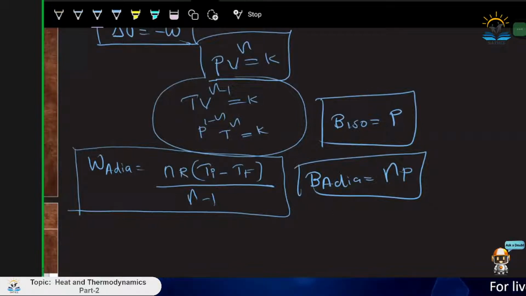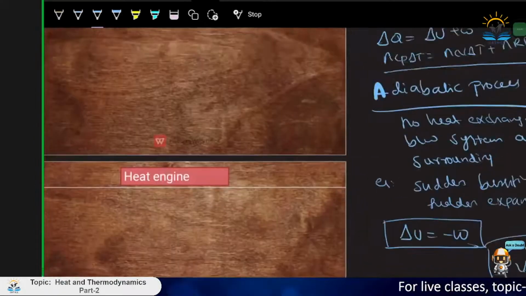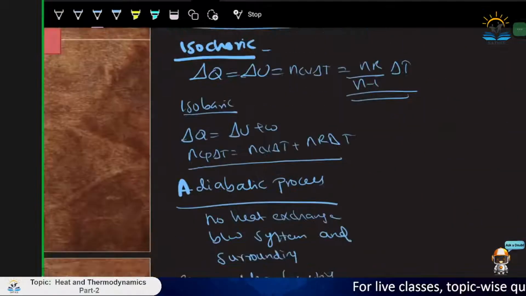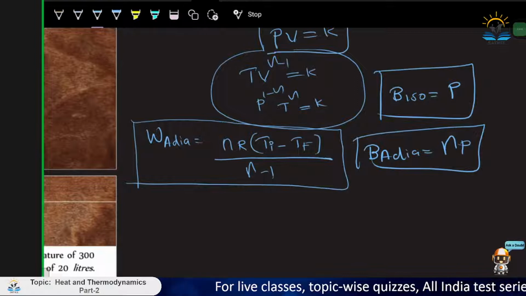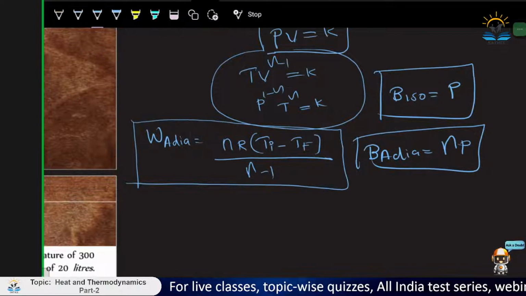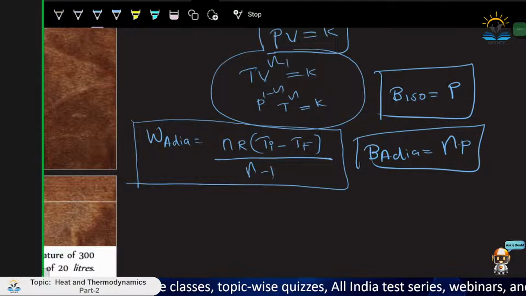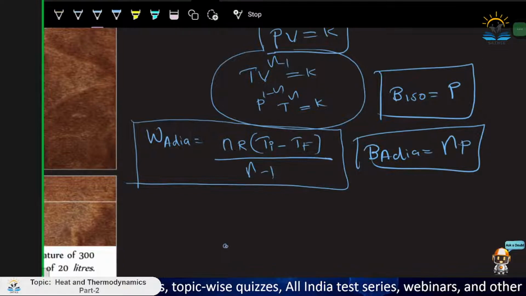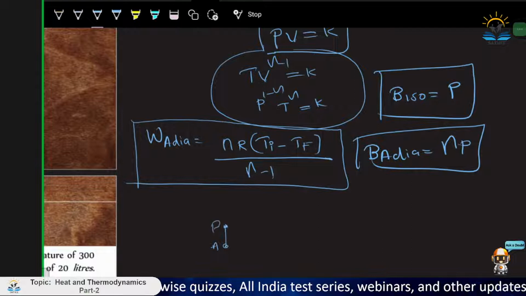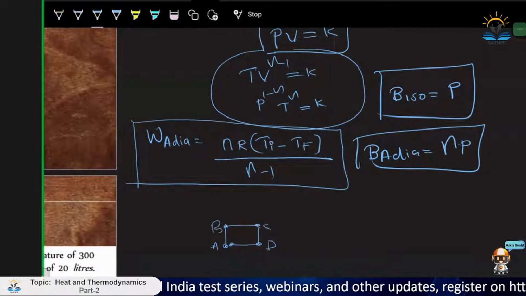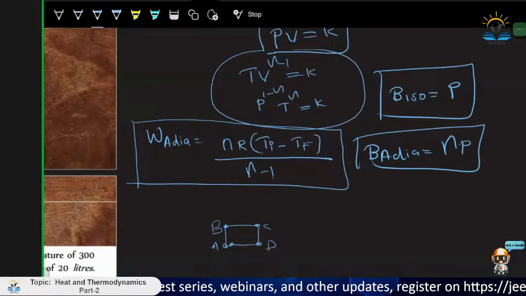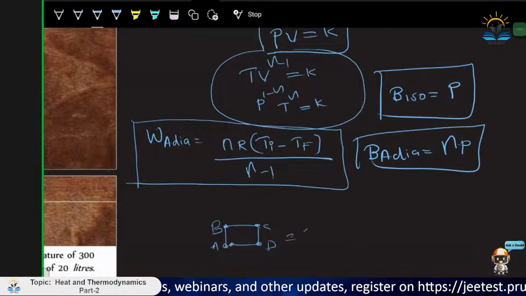So let's see the next topic. I want to know what is a cyclic process. Cyclic process means a thermodynamic system returns to its initial state after a series of changes. Suppose a system moves from a point A and it goes through B, goes to C, goes to D and comes back to A. That means after a series of changes, the system comes back to its initial state. That is called a cyclic process.